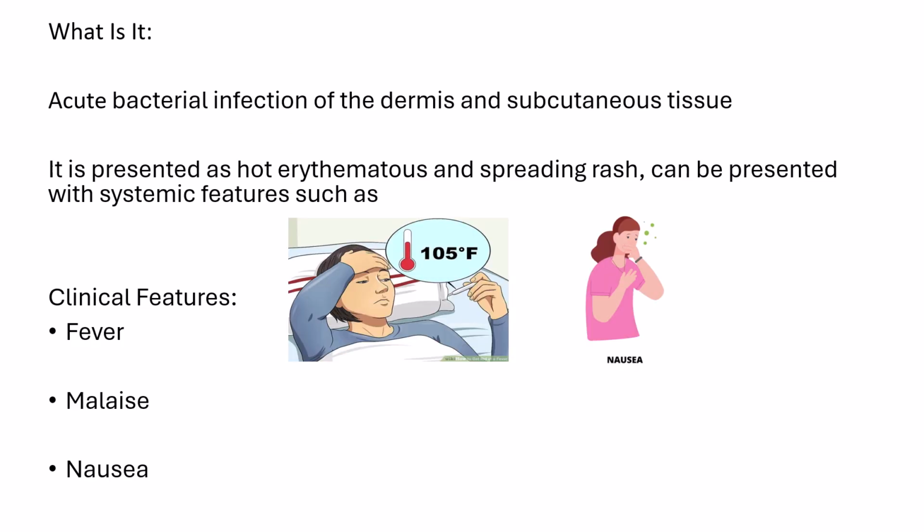Cellulitis is an acute bacterial infection of the dermis and subcutaneous tissue. It presents as a hot, erythematous and spreading rash, and it can be accompanied by systemic features such as fever, malaise, and nausea.